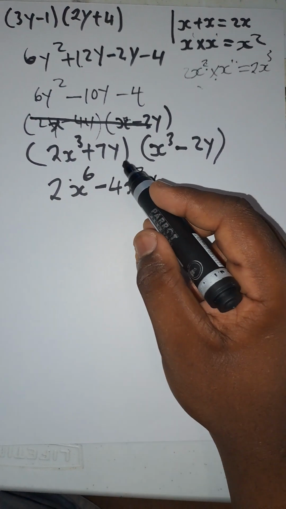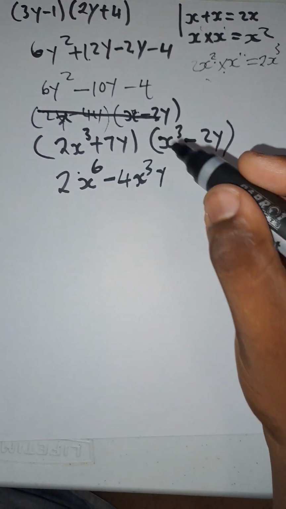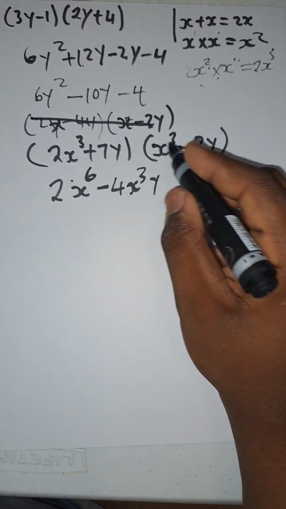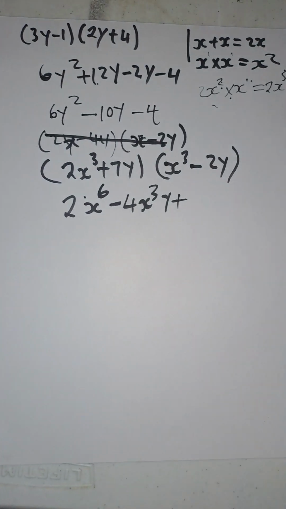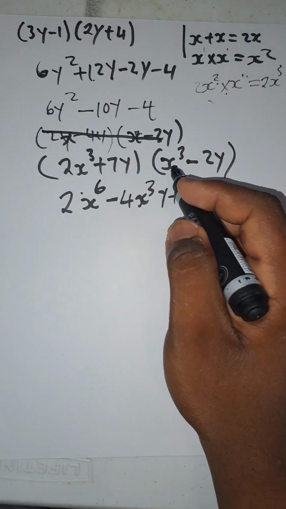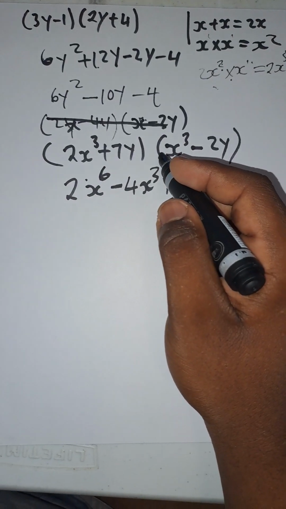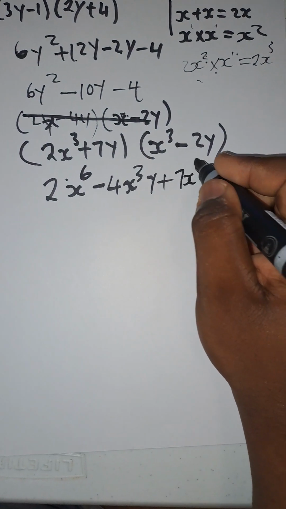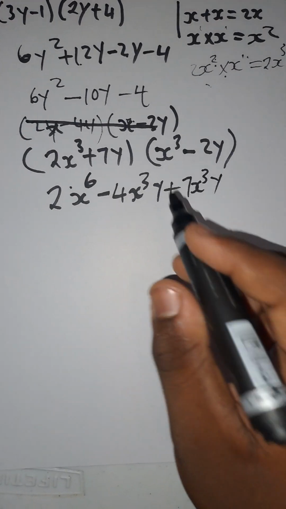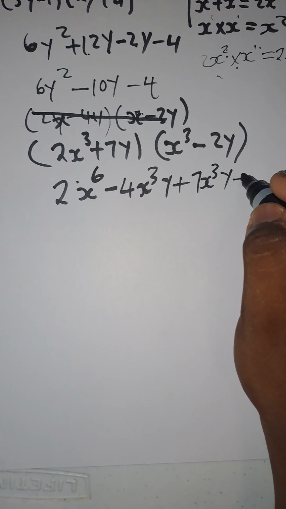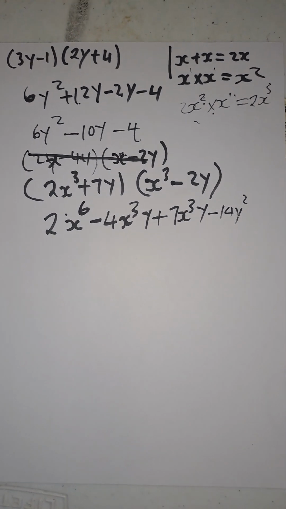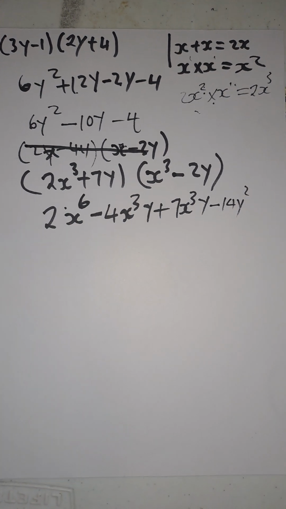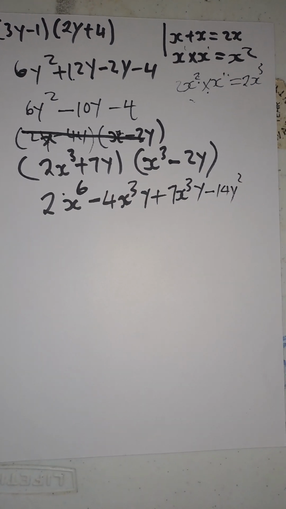When I continue, I'm done with 2. Now I can use 7. Positive 7 times positive y, it is positive 7y. Then 7y times x cubed, it is gonna be what? 7x cubed y. Then 7 times negative 2y, it is negative 14y squared. Can you see it? Now I'll have to rearrange each and everything the way they are.